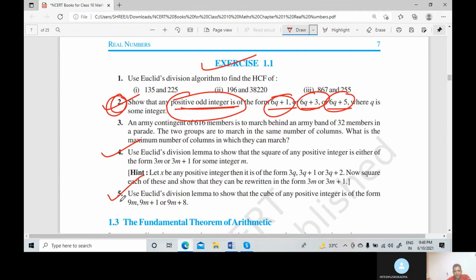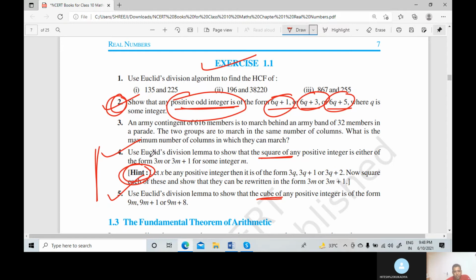Now the next ones, question number 4 and 5. Both are the same question. Question number 4 has the square and question number 5 has the cube. That is the only difference. But in question number 4 a hint is given. In your examination a hint cannot be given, but here in the textbook a hint is given. We use this hint and calculate both sums.